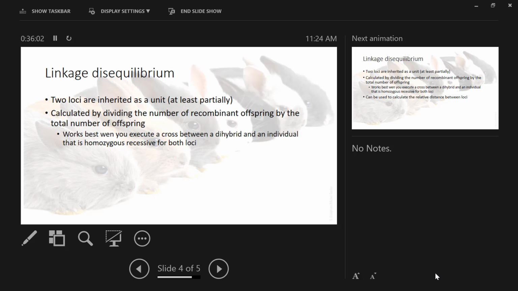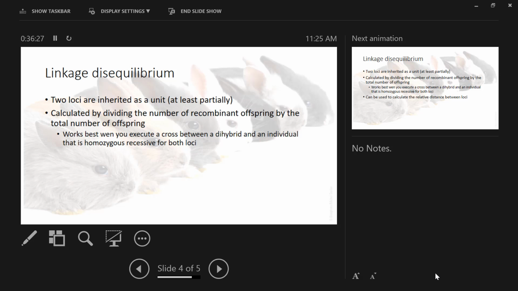Or we can just say, okay, we're pretty confident that these are linked, but we want to know how much are they linked. What is the severity of the linkage disequilibrium? Well, we will calculate this by dividing the number of recombinant offspring by the total number of offspring. So if these two loci are linked, what is more common?